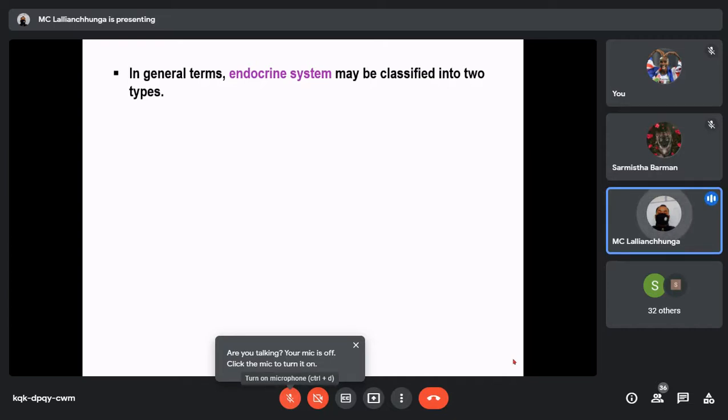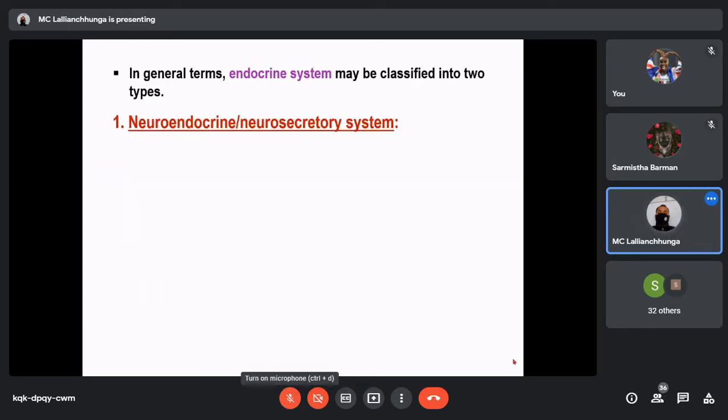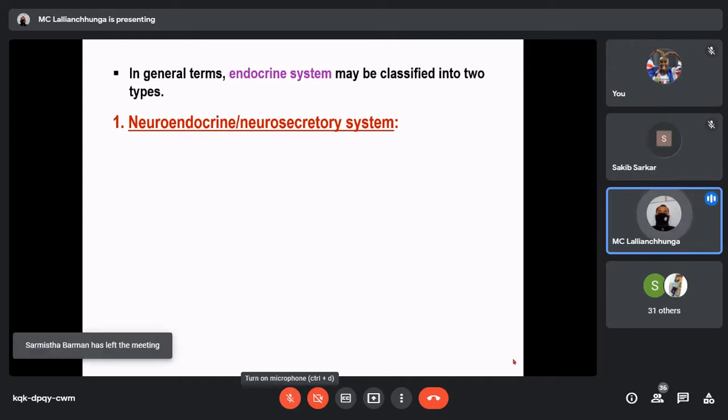It may be classified into two types. Number one is the neuroendocrine or neurosecretory system. Actually, we cannot exclude the nervous system when we talk about the endocrine system. Some neurons are very important in producing hormones. Although these neurons are not endocrine cells, we still cannot exclude them from the endocrine system. So number one under the endocrine system is the neuroendocrine or neurosecretory system.